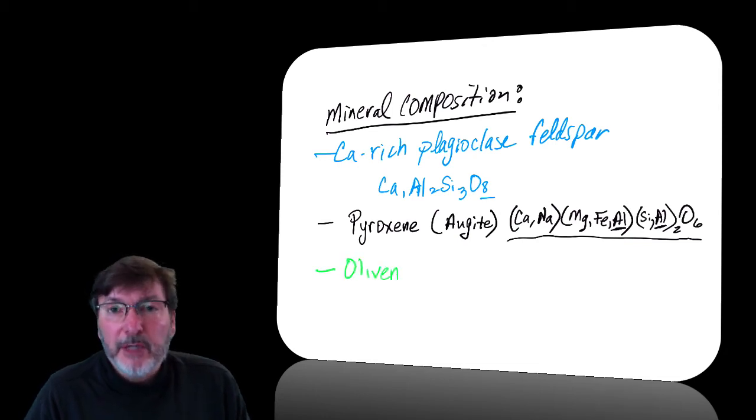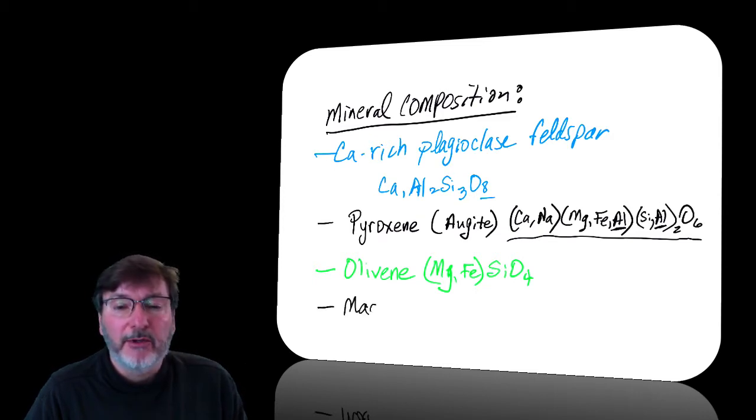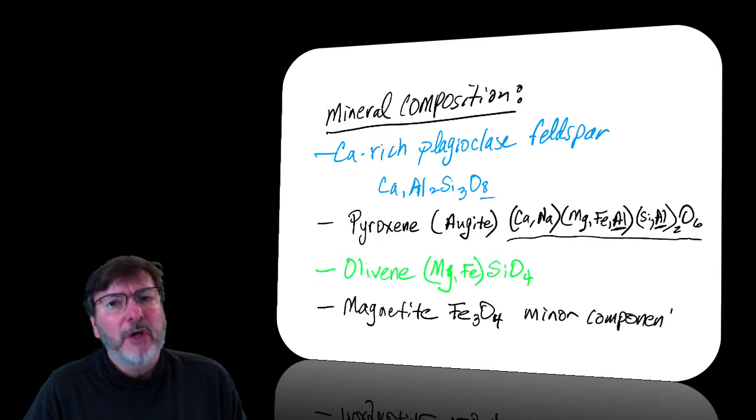Olivine is sometimes there. It's a green mineral. Olivine is olive green. It has magnesium and iron in various amounts tied to a silicate tetrahedron, that SiO4 building block of silicate minerals. And then there's a black, opaque, magnetic mineral called magnetite. It's iron oxide, but it's a fairly low concentration in basalt, usually a fraction of 1 weight percent.